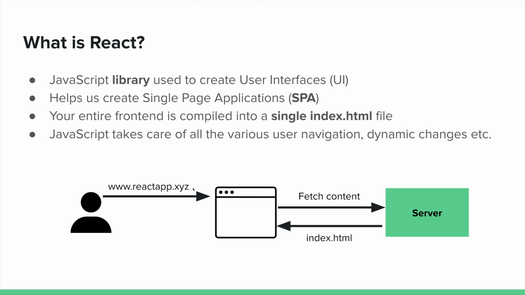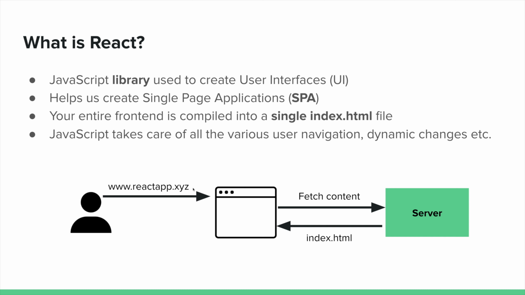React is special because it allows us to create something called a single page application, or SPA in short. This actually means that our entire front end is being compiled into a single index.html document. So let's take an example where a user is actually browsing to a website built on top of React. So let's say that website is called reactapp.xyz.